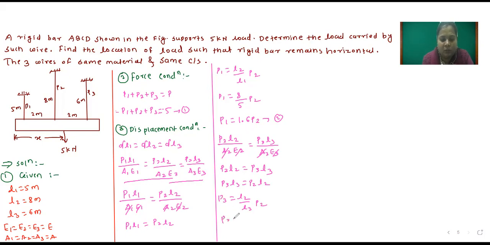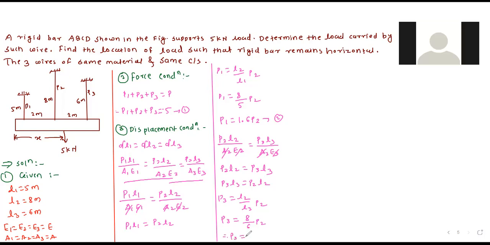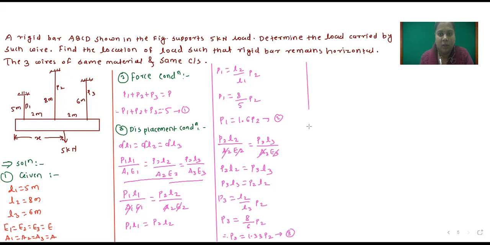So P3 is equal to L2, which is 8, and L3, which is 6, into P2. Now you tell me, P3 is equal to how much? 1.33 P2. So this is equation 4. Now we will put this P1 and P3 value in equation 1. Now only one unknown is there, and the unknown is P2, so we will easily find this.